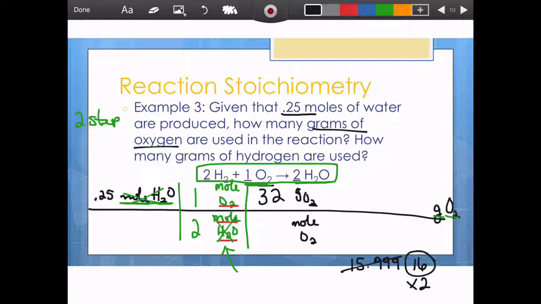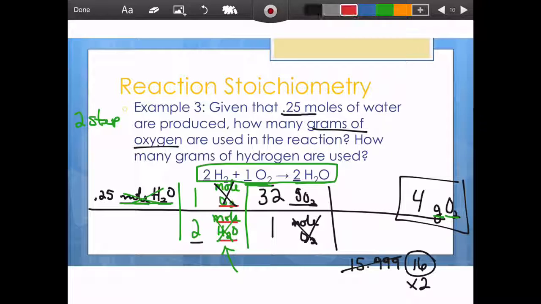And if you look at your roadmap, 1 mole is always on the opposite side of grams. So moles is going to then cancel out. I'm left with grams of oxygen, which is my goal. So then I can solve. If I have 1/4 or 0.25 times 32, I get 8 divided by 2. I end up with 4 grams of oxygen for my final answer.